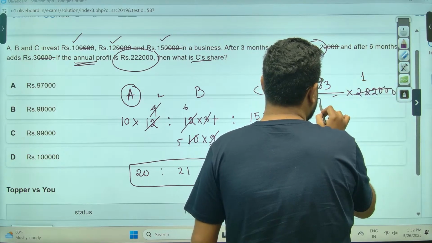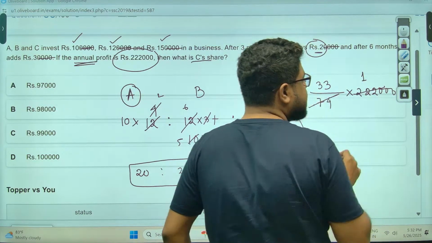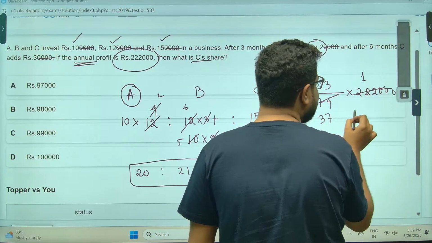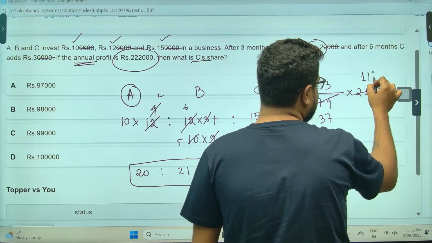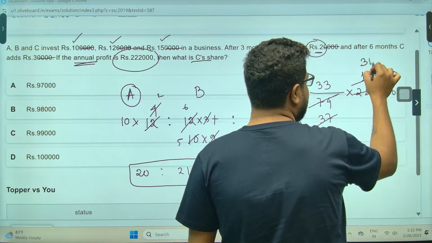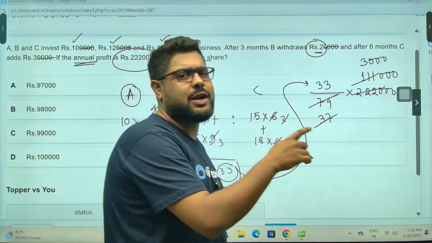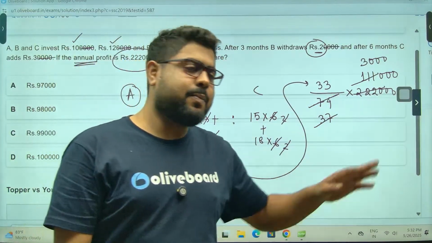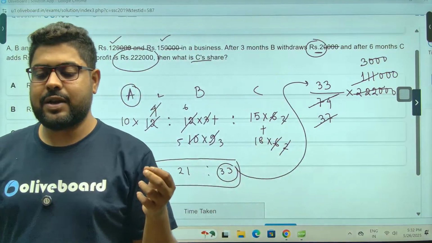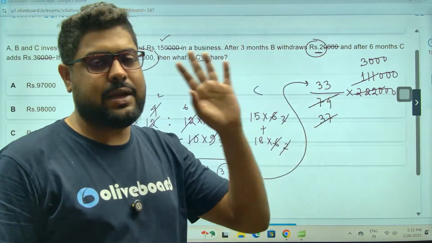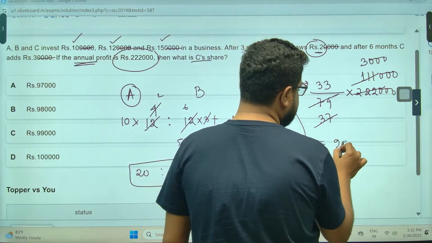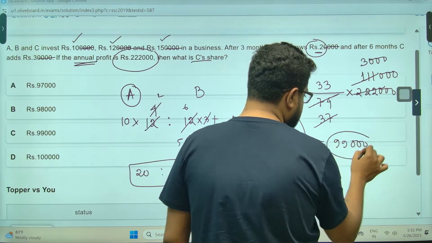Try with 17. Okay, try with 2. Sorry, 37. 37 threes are 111. In one of today's classes I was saying this calculation is very important: 37 threes are 111, for these non-terminating decimals. 333 threes are 999.